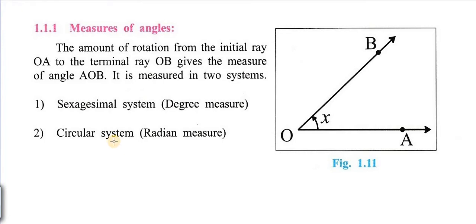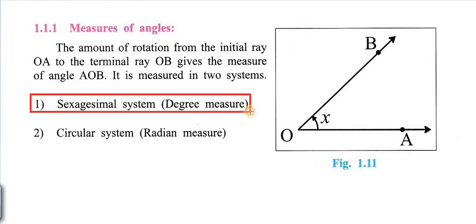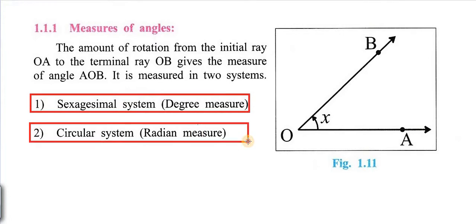In the last lecture, we defined the directed angle and studied its types. Now we are going to study measures of directed angle. The first system to measure the directed angle is the sexagesimal system, also known as degree measure, and the second is the circular system, also known as radian measure.